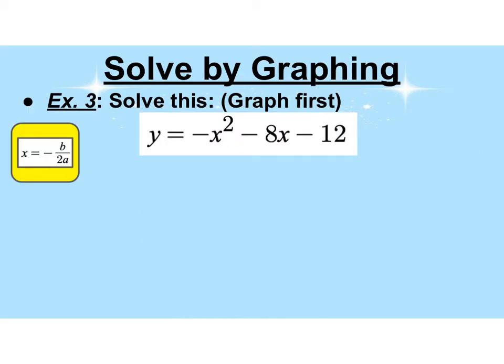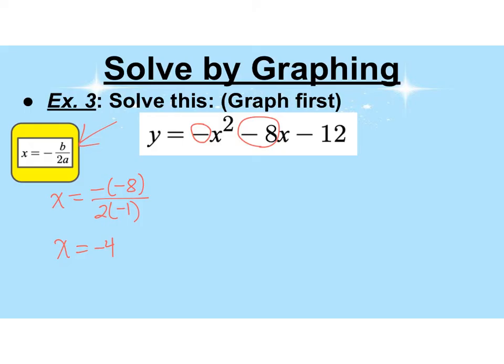Let's try to solve this by graphing. Notice this one is in standard form, so I need to find my vertex. I need to use this little formula. It is in standard form. A is negative 1, so I need to be careful with that, and B is negative 8. So I've got x equals negative 8 over 2 times negative 1. So that means x equals 8 over negative 2, which is negative 4.